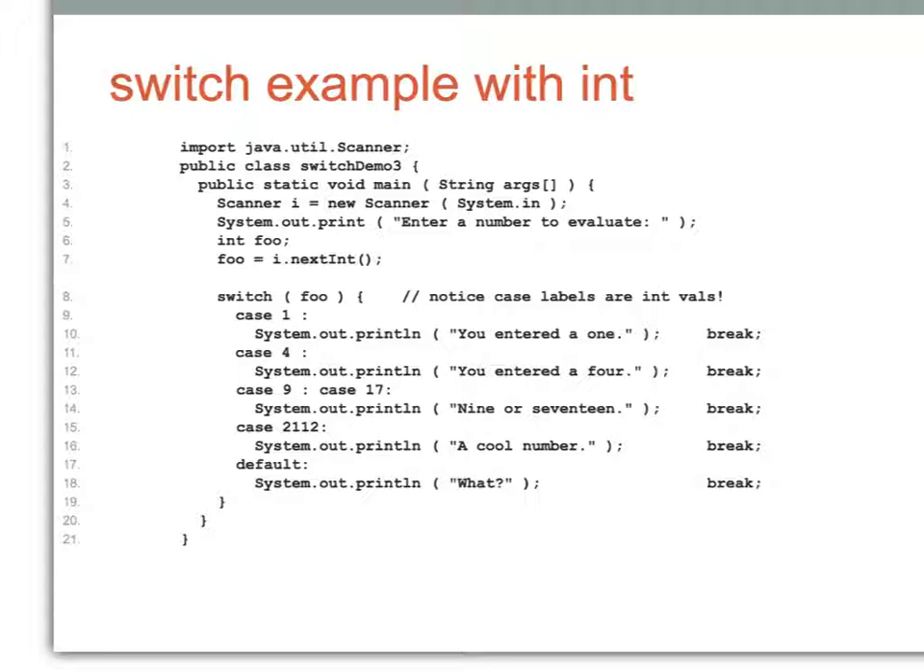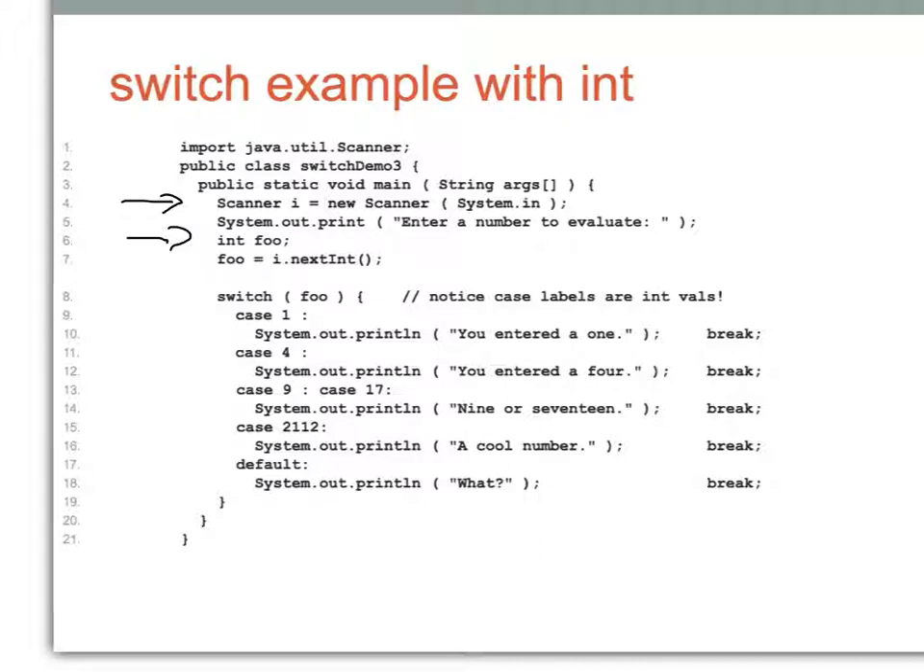We create our scanner object, not our variable, our scanner object so that we can read something in. Then in line 5, we prompt the user to enter a number. Line 6, we identify that the variable name that will be used for the user input is foo. I'm not sure what they were thinking there, but in line 7, they're assigning the variable foo to be whatever the user entered, which is what's happening in line 7.